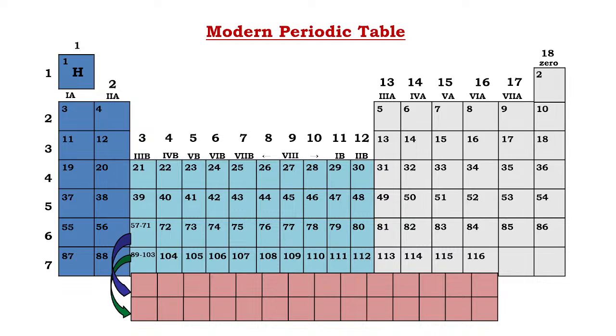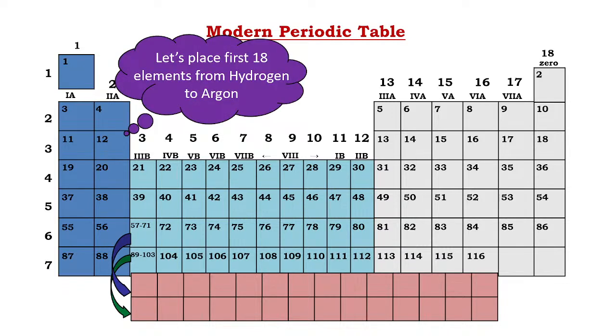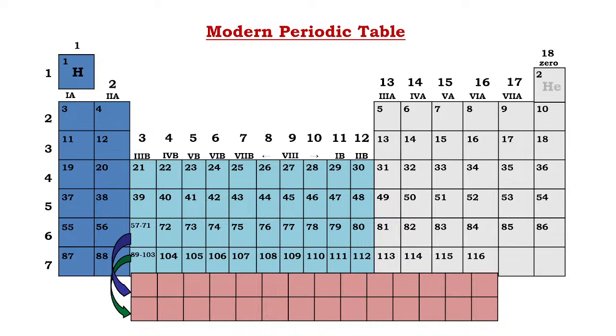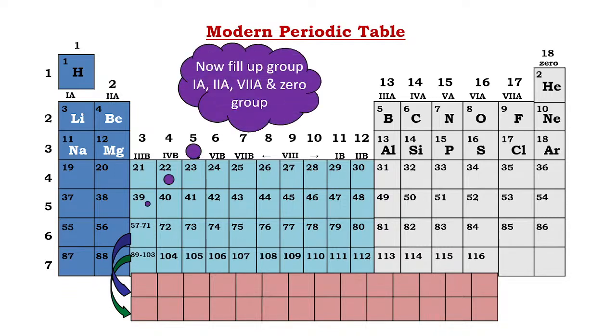Okay, so start from first. What is the first element? Hydrogen. Second, helium, lithium, beryllium, boron, carbon, nitrogen, oxygen, fluorine, neon, sodium, magnesium, aluminium, silicon, phosphorus, sulfur, chlorine, argon.